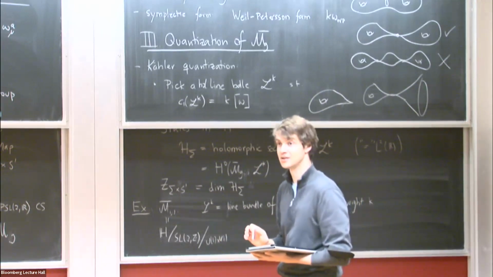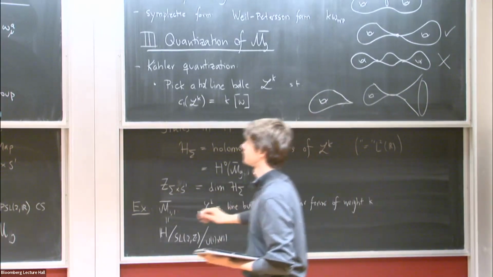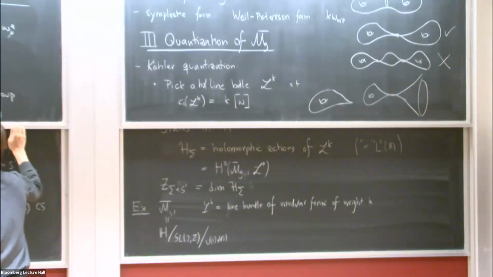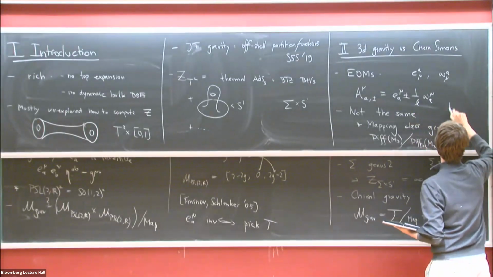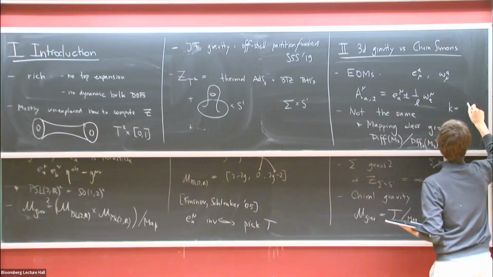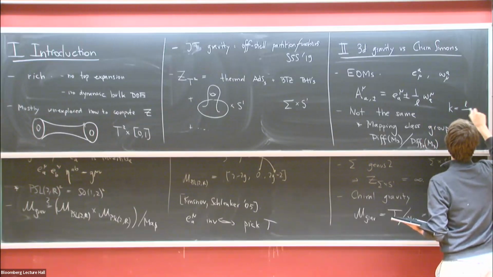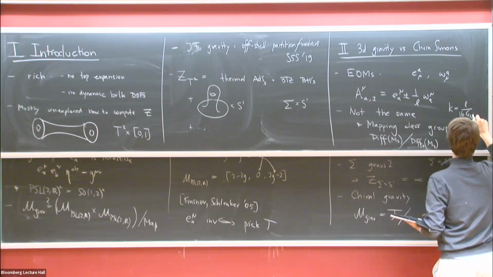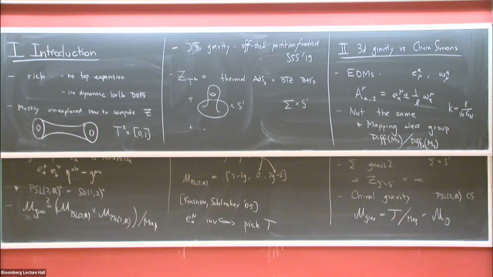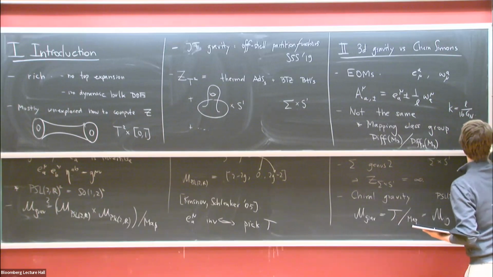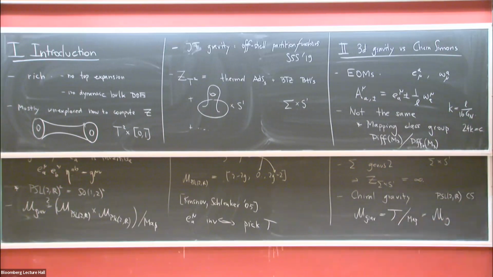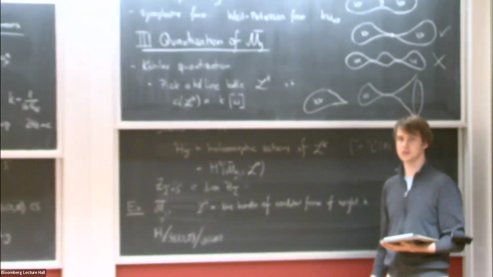How do I fix K? K is the level of PSL2R. Maybe I haven't said that. If you track what K is, it's actually the L over, I think, 16 G Newton. So it's related, and in particular 24K will be the central charge of the dual theory. That's the simple way to remember it. So yeah, K is related to basically the curvature ideas. Other questions?